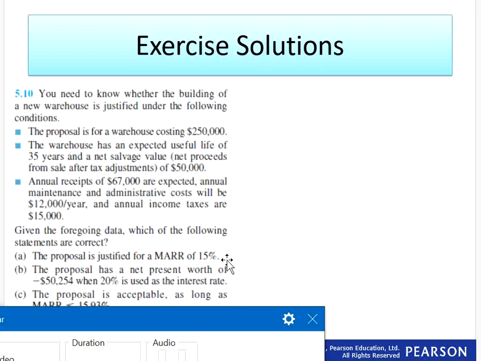Part A says, is this project justified at 15%? So what you can do is calculate the net present value at 15% and compare. If it is positive, then the project is justified. Now part B says the proposal has a net present worth of this amount when 20% is used as the interest rate. Again, you do the same thing. Everything is the same except you change i to calculate the present worth of the project. If this is your answer, then it means it is correct.